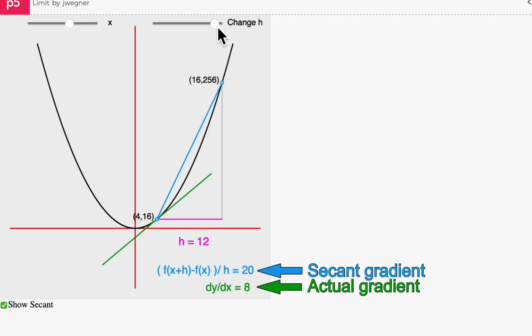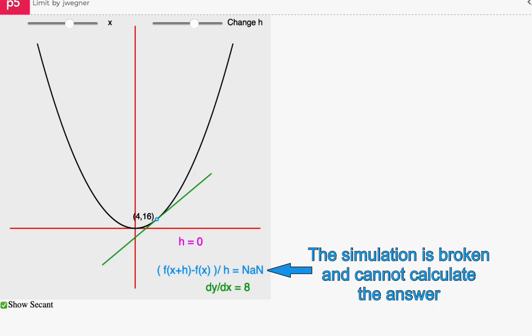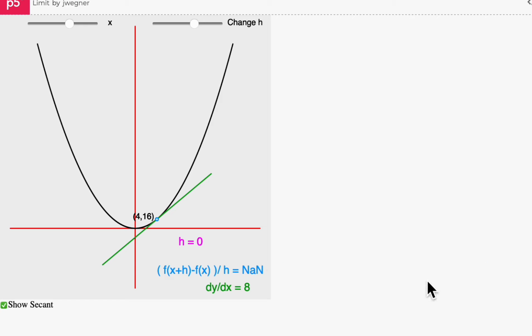However, as h decreases, the gradient of the secant gets closer to the gradient of the tangent. When h equals 0, it would be perfect. However, if h equals 0, the gradient is undefined. To solve this problem, we take a limit, which means sneaking up on the answer.